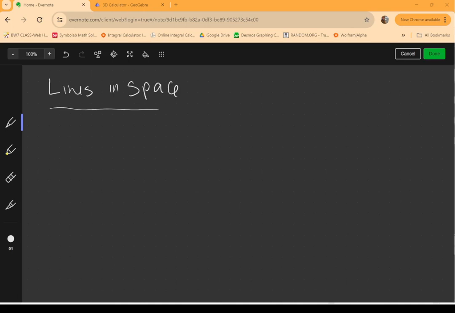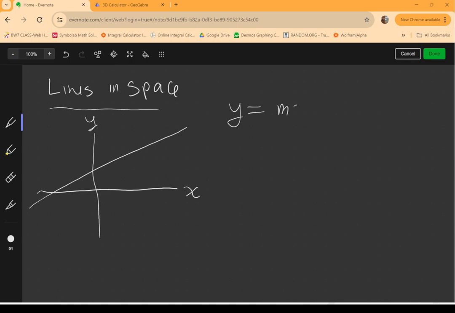Okay, in this next part of the module, we're going to take a look at lines in space. We're used to formulating and working with equations in a plane, where we have x and y, and we have some line, with its slope-intercept form being this, where b represents the y-intercept, and m is the slope. And we characterize the slope as change in y over change in x.